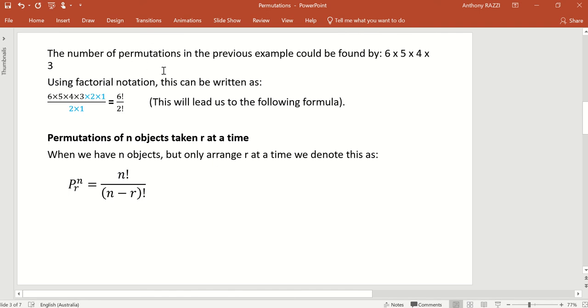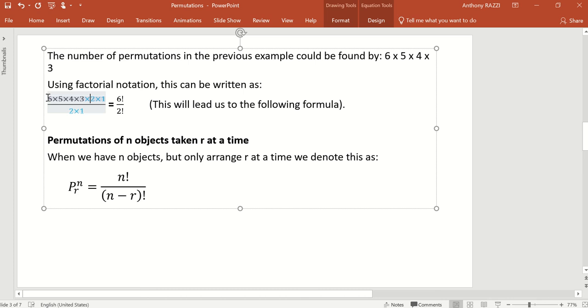Now, I'm going to show you this formula because it's part of the stage 1 course. So the number of permutations in the previous example we could find using 6 times 5 times 4 times 3. Hopefully that made sense. Now, using factorial notation, we could have written this as 6 times 5 times 4 times 3 times 2 times 1. Now this times 2 times 1 was kind of pointless, not necessary, but that allows us to write out this whole numerator, top line, as 6 factorial.